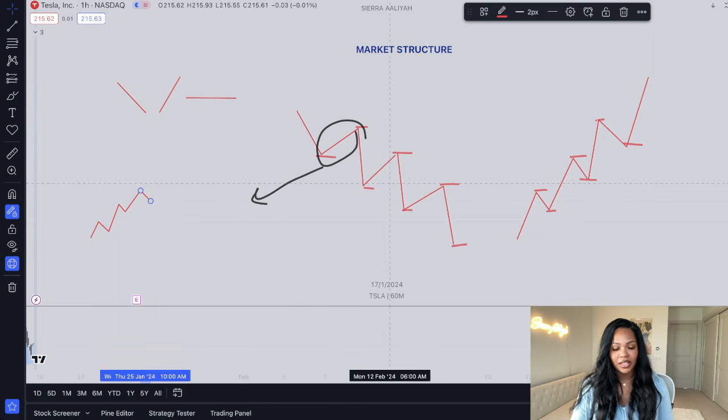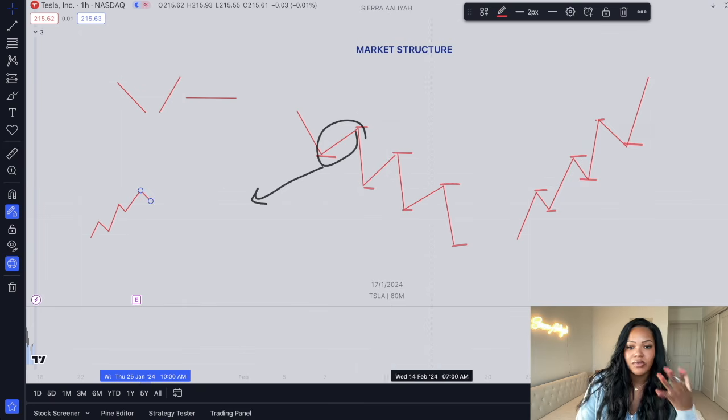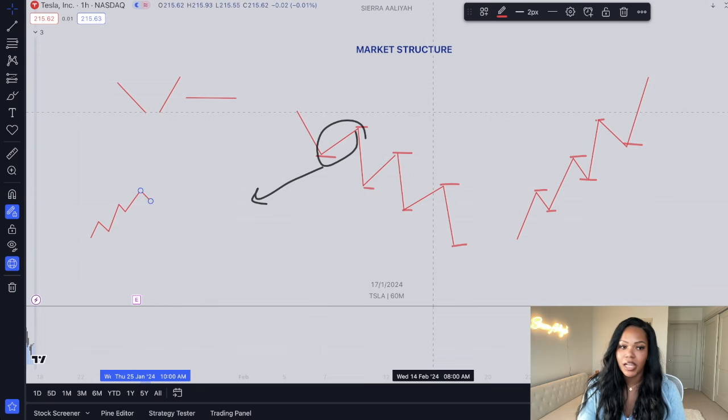Does that make sense to you guys? Even though we're in a downtrend, we can still be going up on a lower scale. That's why it's important to identify substructure.